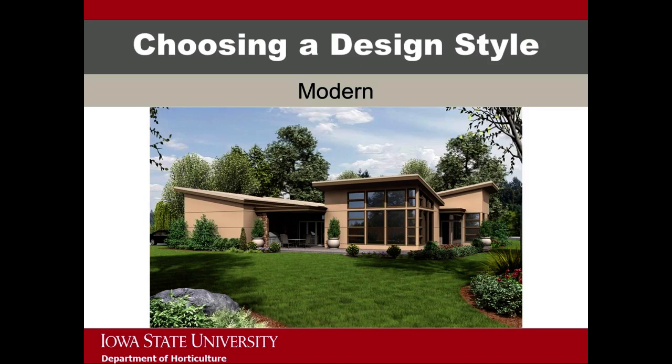Now let's focus on choosing a design style. Choosing a design style creates the basis for many of the future design decisions that will be made. Most often in residential landscapes, the style of the house significantly influences the design style. This modern style house lends itself to a landscape that has strong geometric shapes. It might also include a more minimalist planting style, which works well with mid-century modern architecture.